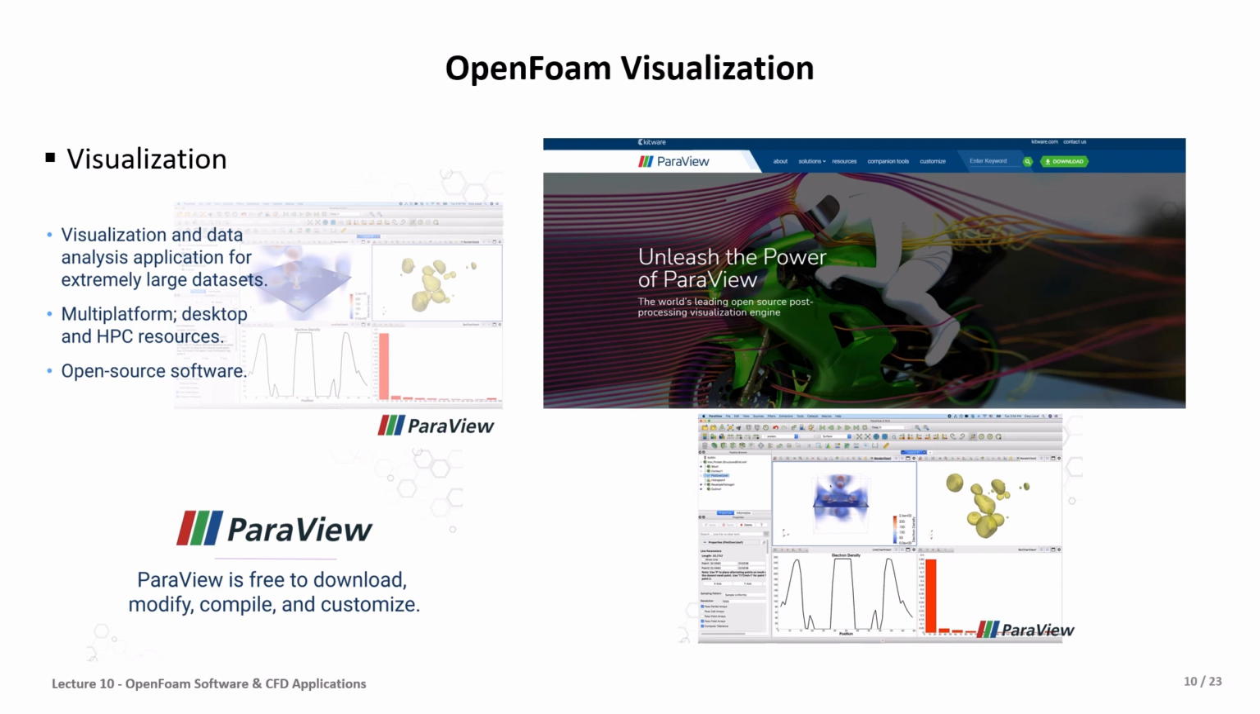So far we see OpenFOAM is open source, and we can make modifications, and we can have a new setup for our problem and be capable of running it on the HPC. When we look at the visualization, which is ParaView, it's open source, and we can make a modification and compile it. And also it runs on the HPC.